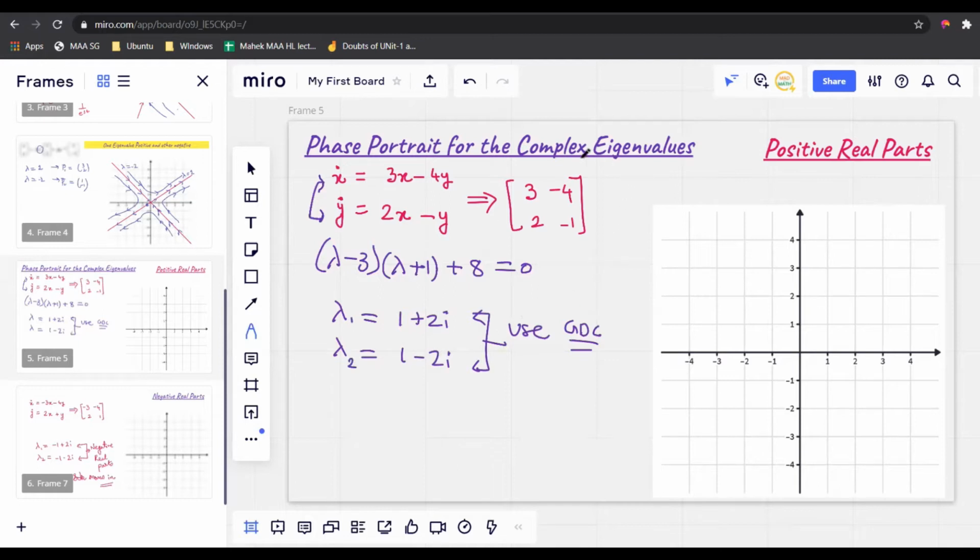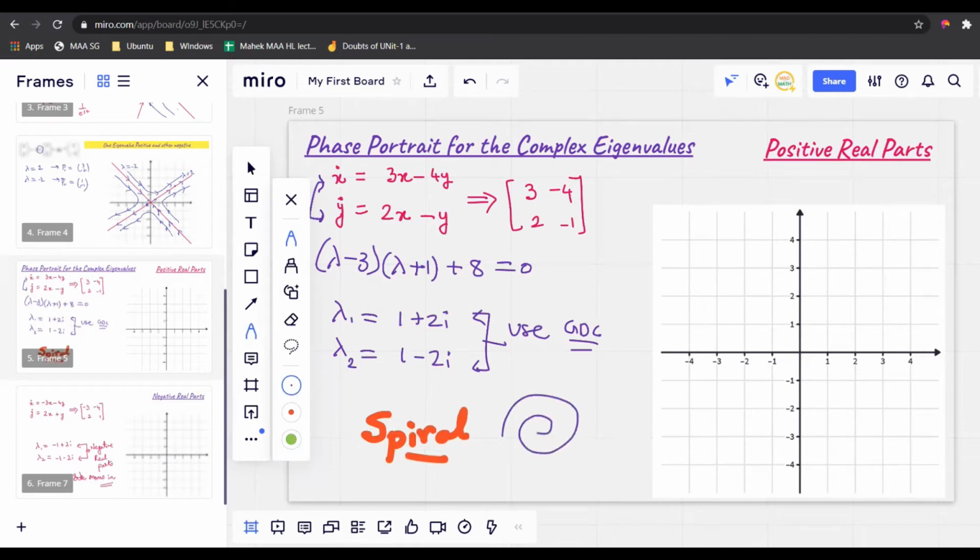The best part of the phase portrait of complex eigenvalues is they always give you a spiral. A spiral could be like this, in your anti-clockwise direction, or it can go inside or outside in clockwise direction. The direction is important. It can be clockwise, it can be anti-clockwise accordingly.